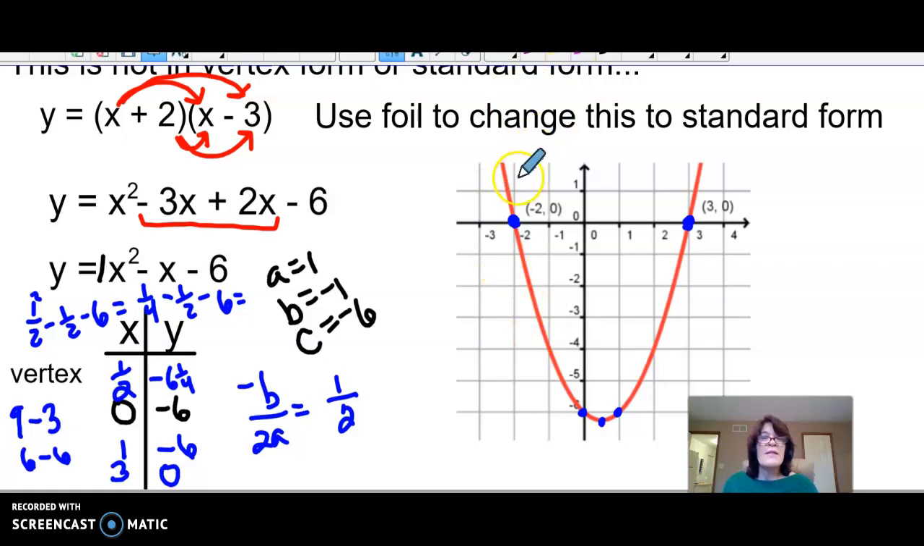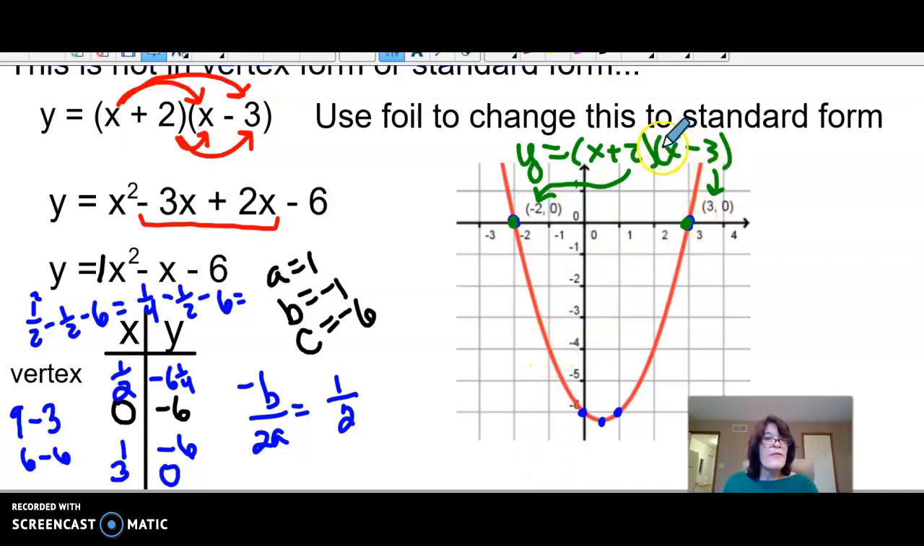So what I want you to notice, the original equation was not given to us in standard form. We manipulated it into a form we were familiar with so that we could graph it. That's fine. It originally was (x plus 2)(x minus 3). And I want you to notice the x-intercepts. The x-intercepts are -2 and +3.